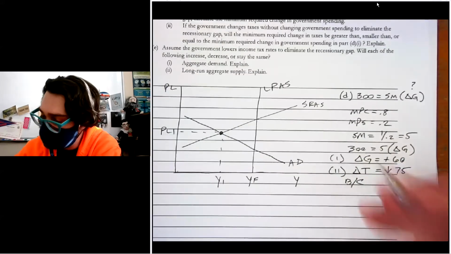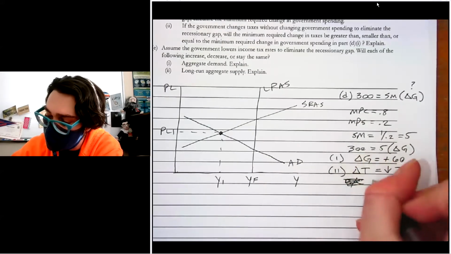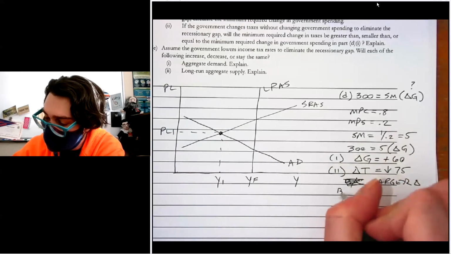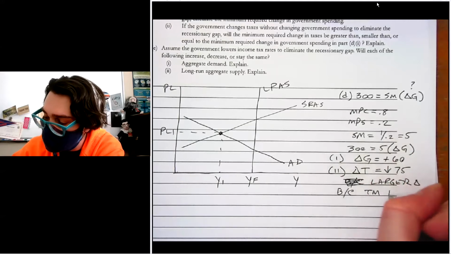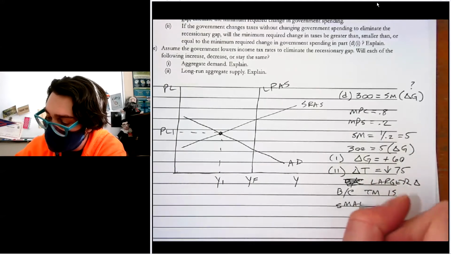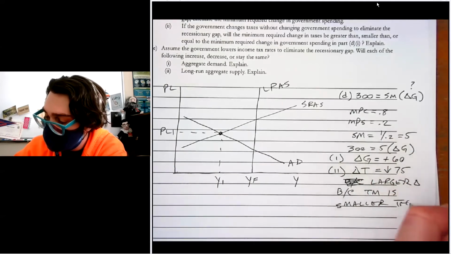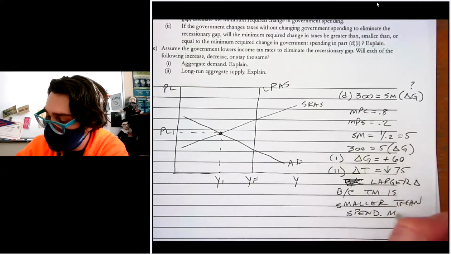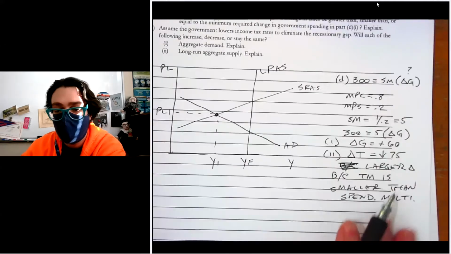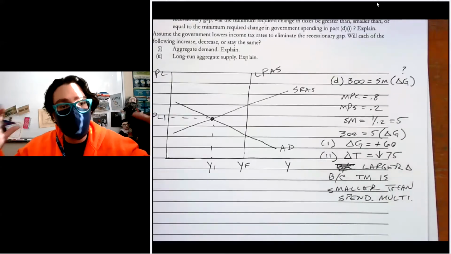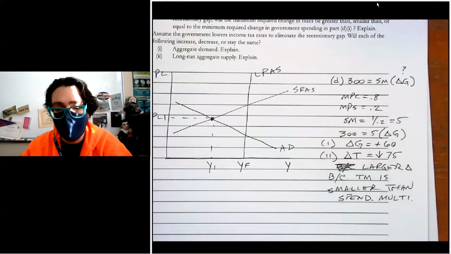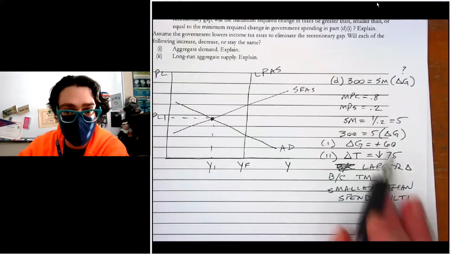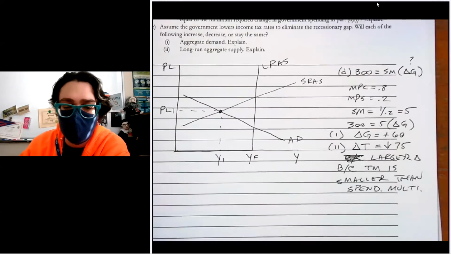And so it's larger. If you want to answer this question, it's probably best to say larger change because the tax multiplier is smaller than the spending multiplier. If you know that fact, then you know they're going to have to change taxes by a larger amount than they're going to have to change spending to accomplish the same goal. So they would have to cut taxes by 75. It's a larger change than the government spending because the tax multiplier is smaller.